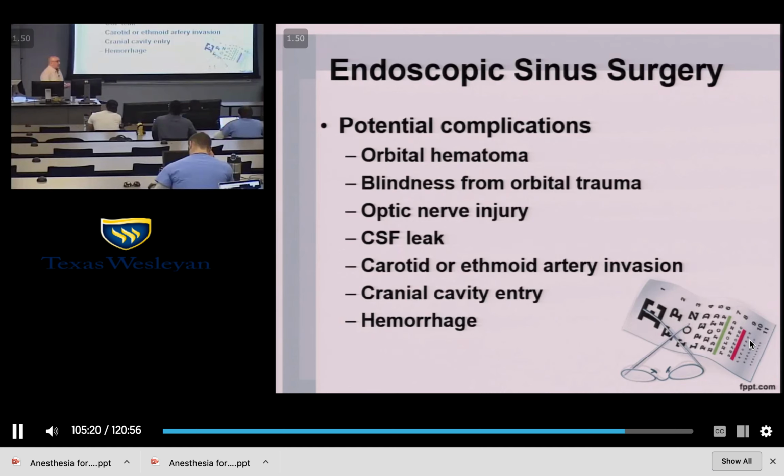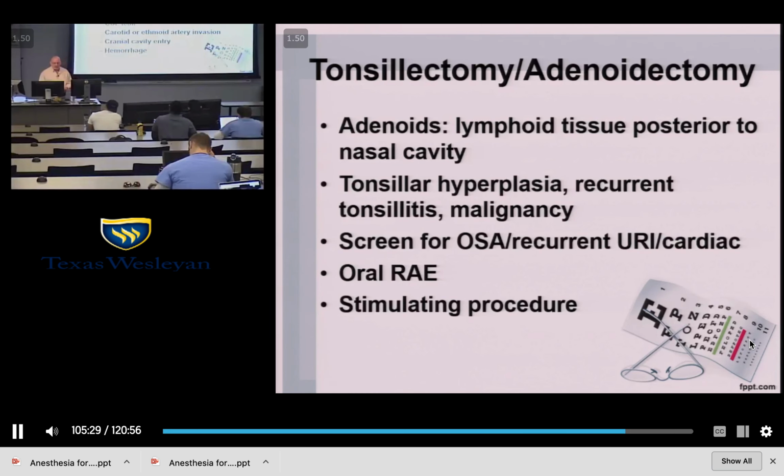There's always a possibility of carotid or ethmoid artery invasion, cranial cavity entry, and of course the risk of hemorrhage as well. We're almost to the end. You guys are doing awesome.